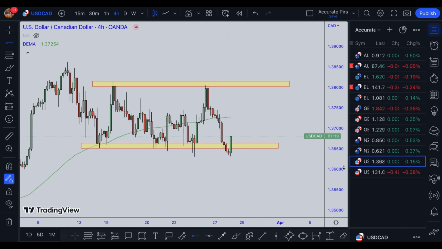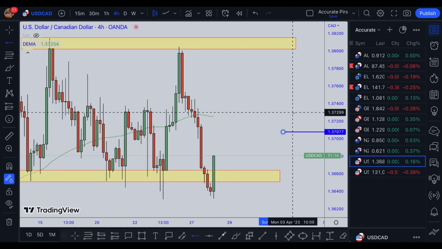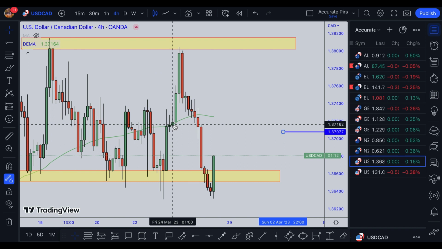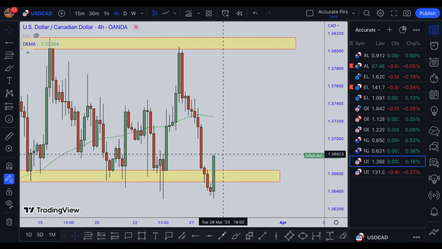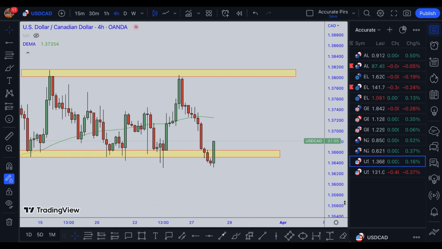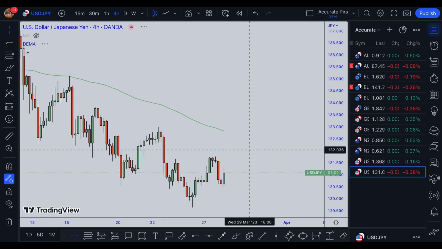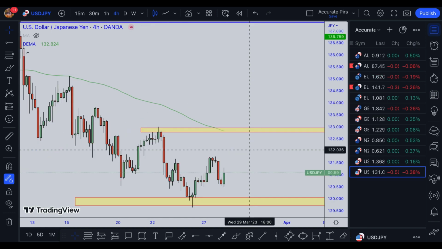Probably not going to take a trade on that because I think the stop loss would be a bit too much, if I'm honest with you. We're looking at around a 60 pip stop loss. It's a bit too risky for me, if I'm honest with you. Probably will leave that. Moving on to USD JPY.